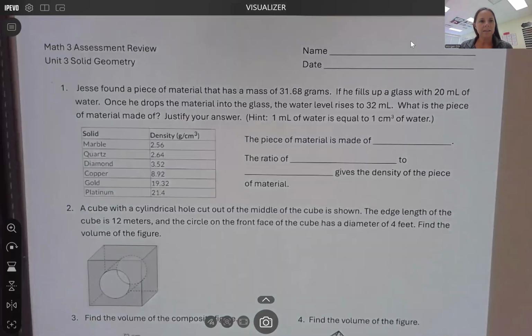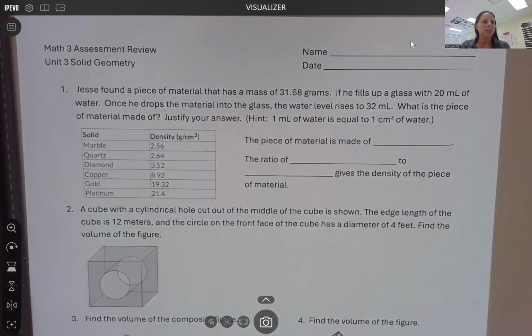All right, this is the Unit 3 Solid Geometry, Math 3 assessment review for our test that's coming up. I'm going to use both the TI-84 calculator, probably mostly, but then some Desmos. I'll show you a little bit of that because you can use both. But most of the stuff in this unit is just calculations. We're not really looking at graphs.